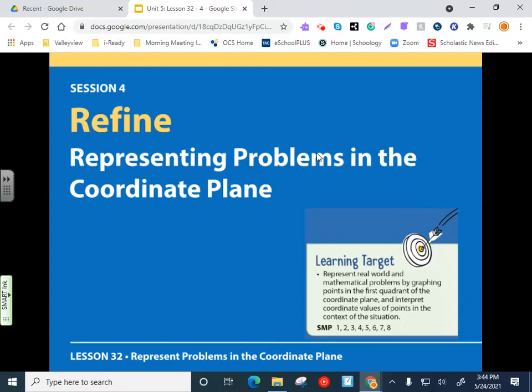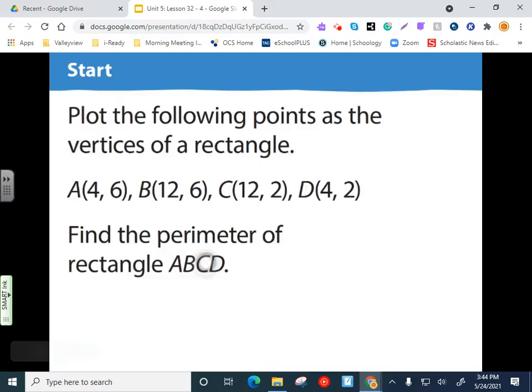All right, so this is the last session for lesson 32. And for this lesson, we're just really going to go over everything we've learned so far with the previous sessions and just review and make sure that everything's understood that we've gone over. So we'll start with a warm-up and then move on to some of our examples.